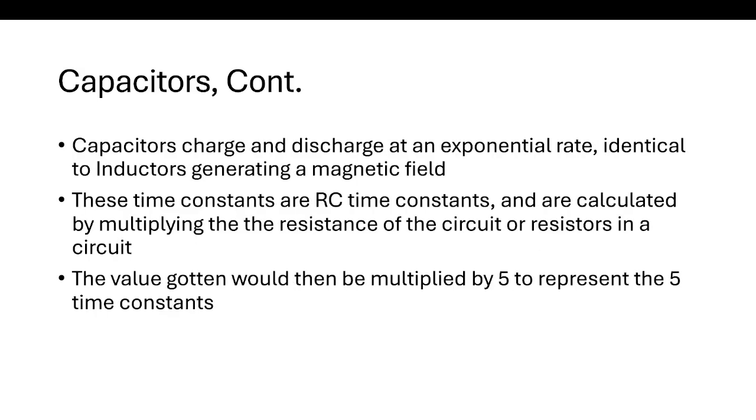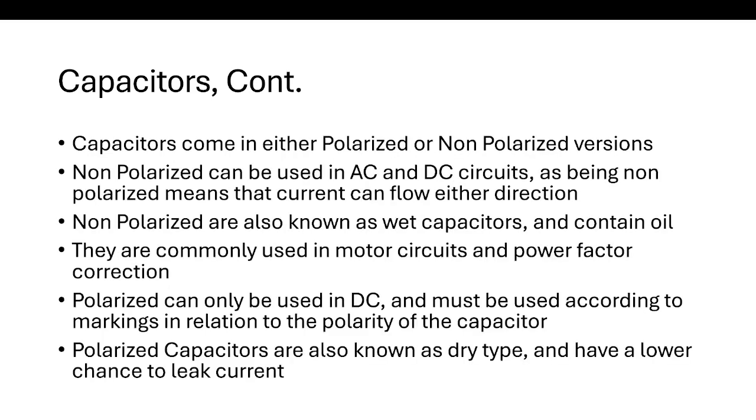Capacitors charge and discharge at an exponential rate identical to inductors generating a magnetic field. These time constants are called RC time constants and are calculated by multiplying the resistance of the circuit or resistors in a circuit by your capacitance. I forgot to finish that, my bad. The value gotten would then be multiplied by 5 to represent the 5 total time constants, or the total time it takes to charge and discharge.